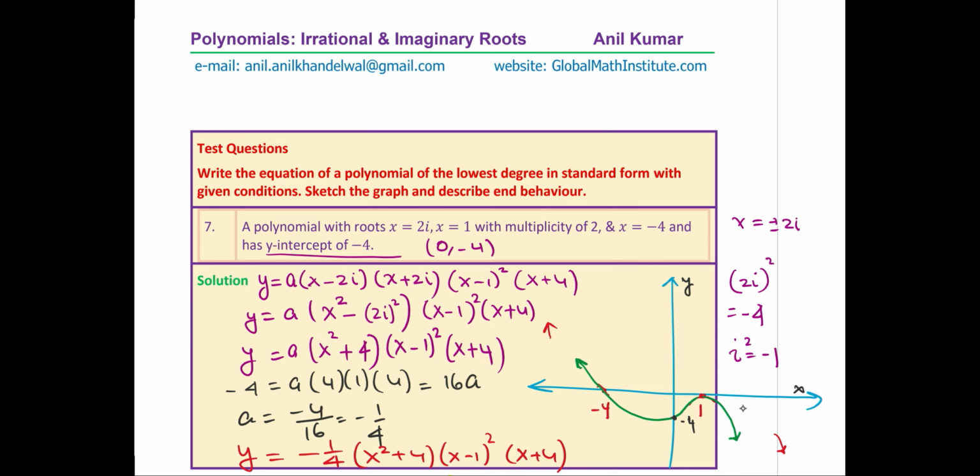End behavior. Can you write down the end behavior? Yes, I think you can. As x approaches minus infinity, you can see y approaches positive infinity. When x approaches positive infinity, y approaches negative infinity. That is how we are going to describe the end behavior of this function. So I hope you understand that if complex roots are given to you, how do we write the equation, sketch the graph, and describe end behavior.